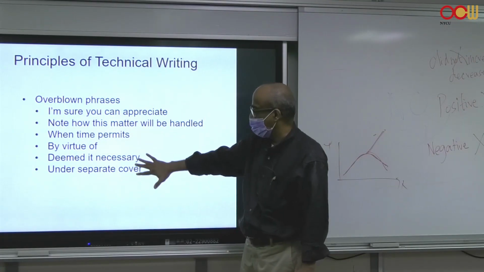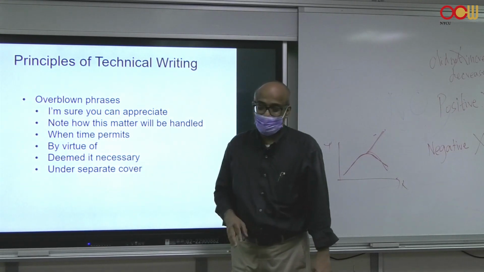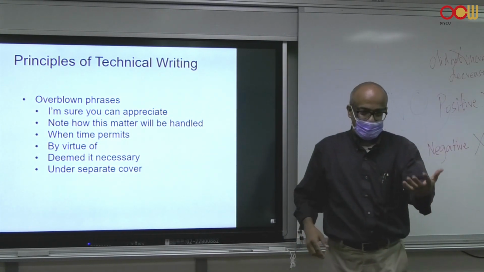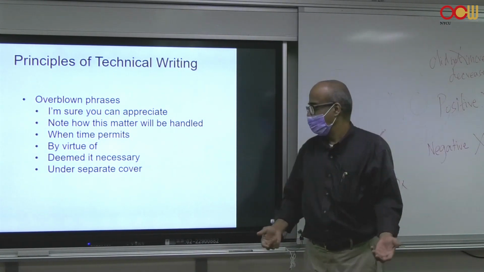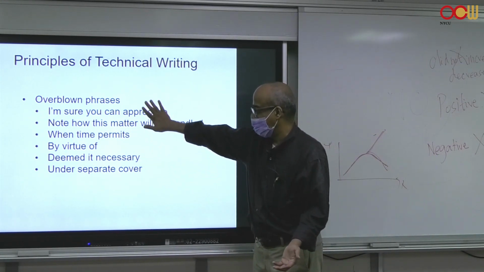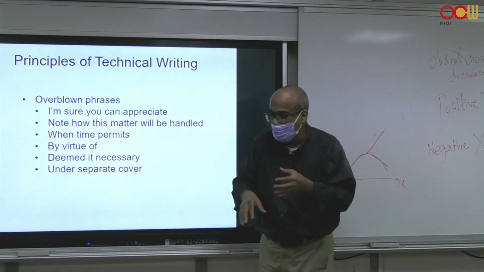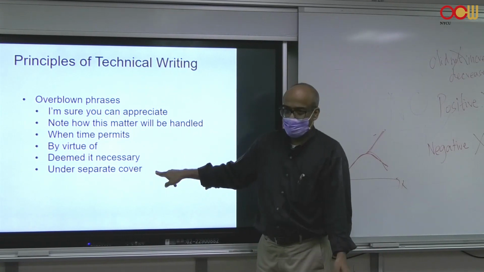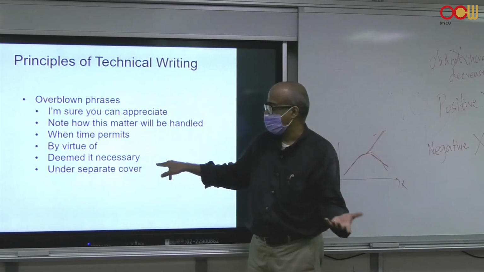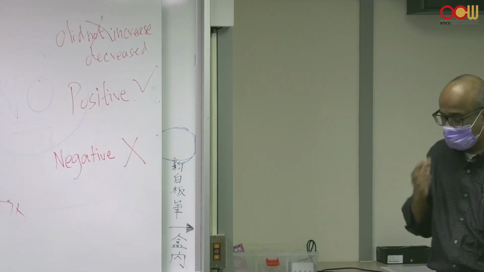The same thing, overblown phrases: by virtue of, deemed it necessary. Sometimes we say that since our result shows this, we deemed it necessary to do one further experiment. So don't try to use this kind of words. These are called overblown phrases. Giving extra impetus on something. Under separate cover: I sent it separately. Just use the word separately for under separate cover. So these are the things that you cannot do in technical writing. So more or less you know the rules.